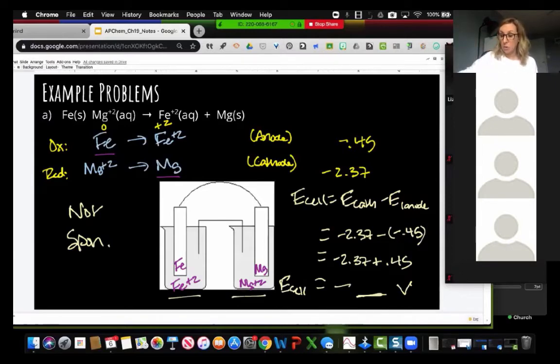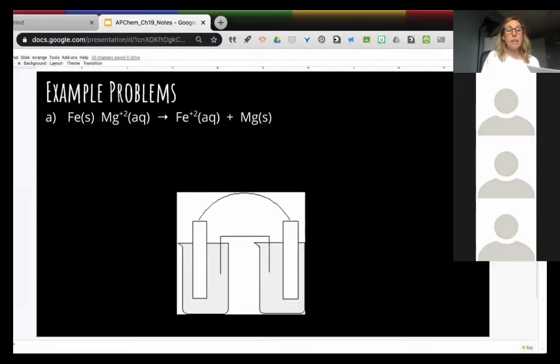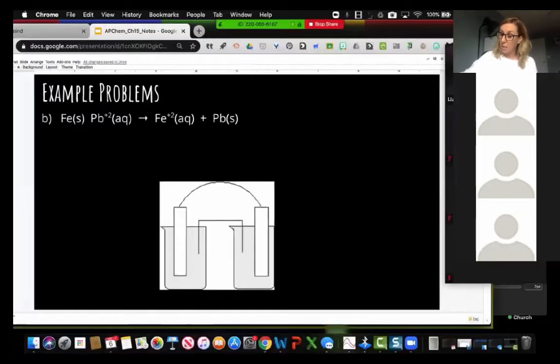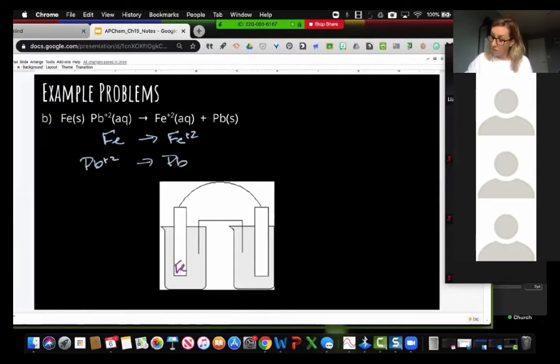So now we're going to go to the next one, and we're going to see one that is spontaneous, and then we're going to finish it up in terms of identifying what's going on in that particular set. Okay, so for this one, we're going to start the same way. We have Fe going to Fe plus 2, Pb plus 2 going to Pb. I'm going to go ahead and label my metals here, and then identify my anode and my cathode.